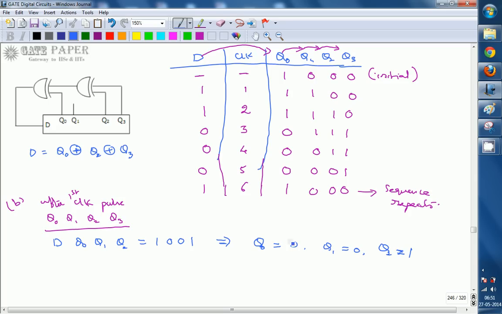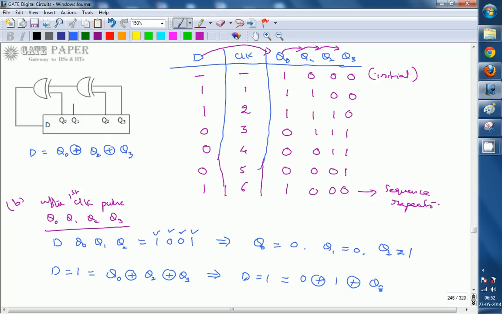So if they are like this, they will be shifted towards the right, so that you will get 011 over here. If Q0 is equal to 0, Q1 is equal to 0, Q2 is equal to 1, after the first clock pulse you will get this. And what about the D value? D value is equal to 1, and D can be derived from Q0 exclusive-OR Q2 exclusive-OR Q3. So D is equal to 1, which is Q0 is 0, exclusive-OR Q2 is 1, exclusive-OR Q3.